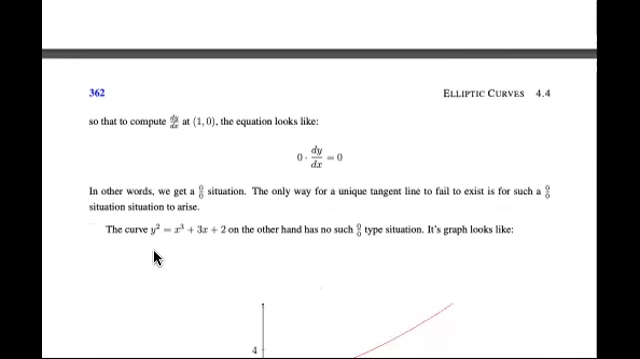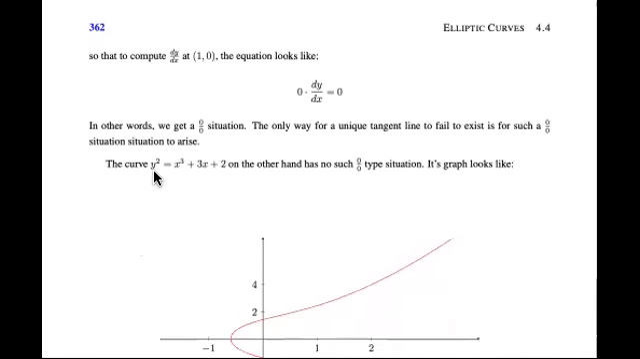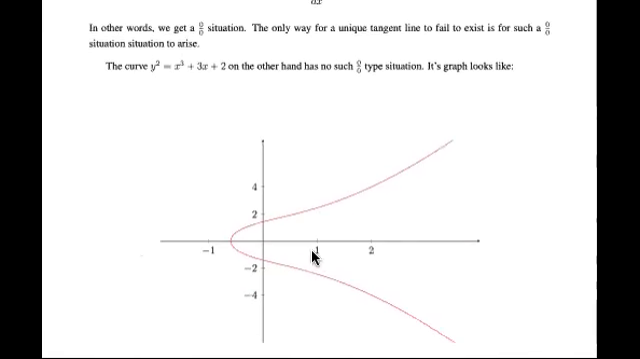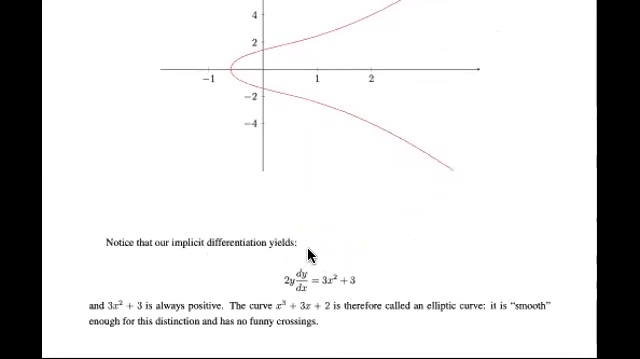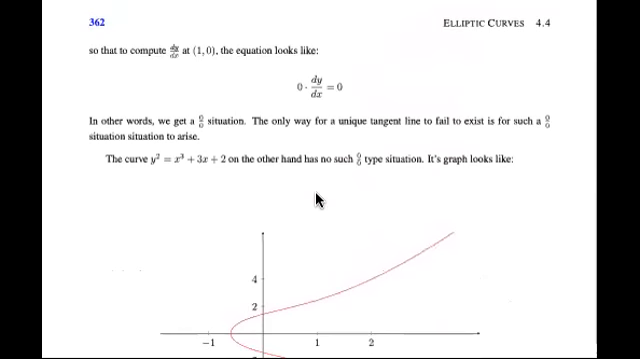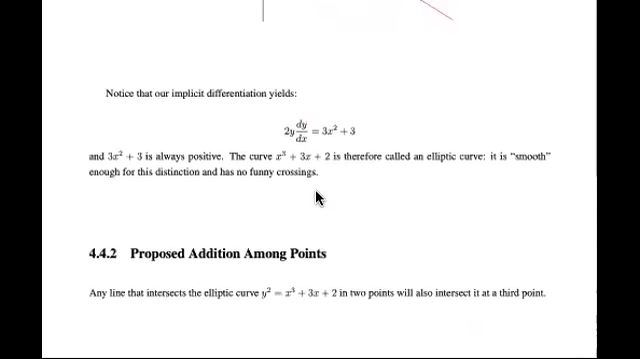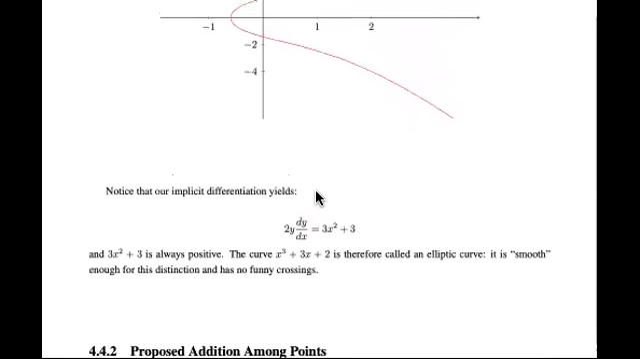So, for instance, let's suppose that we take this curve, y squared is equal to x cubed plus 3x plus 2. Here's the graph, and implicit differentiation yields this. 3x squared plus 3 is always positive. So that means 3x squared plus 3 is never 0. So we'll never get a 0 over 0 situation as we solve for this, which is nice. So we can definitely call this an elliptic curve. It's smooth enough for this distinction. It doesn't have any funny crossings or other tangent problems. Okay, so that's the setup and the introduction for what we're going to be looking at.